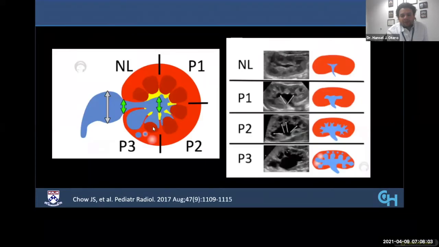This is a nice illustration from a paper published in 2017 by Dr. Chow from Boston. And just to show you again, this is normal. P1, you have central calyceal dilatation. For P2, you have some of those peripheral calyces showing up. And for P3, you have changes in the parenchyma. Let me walk you through it one more time.